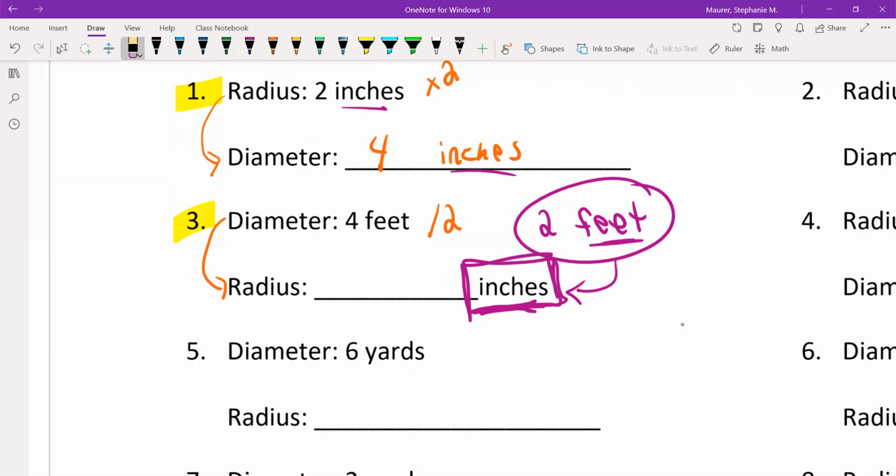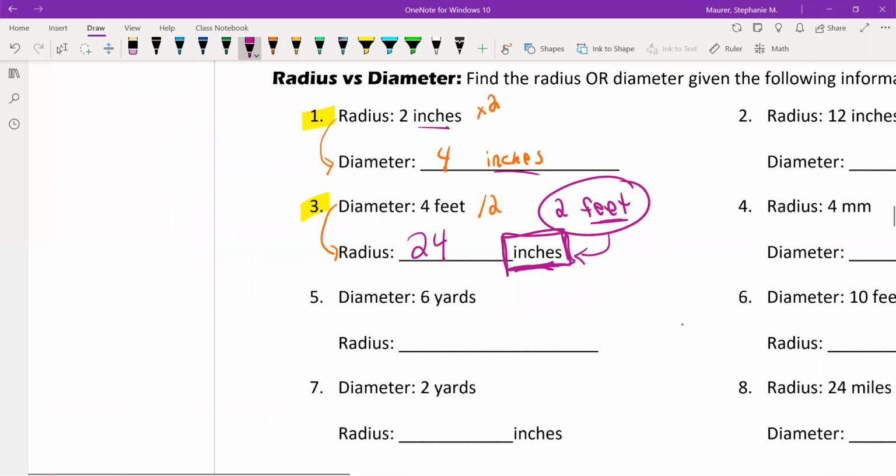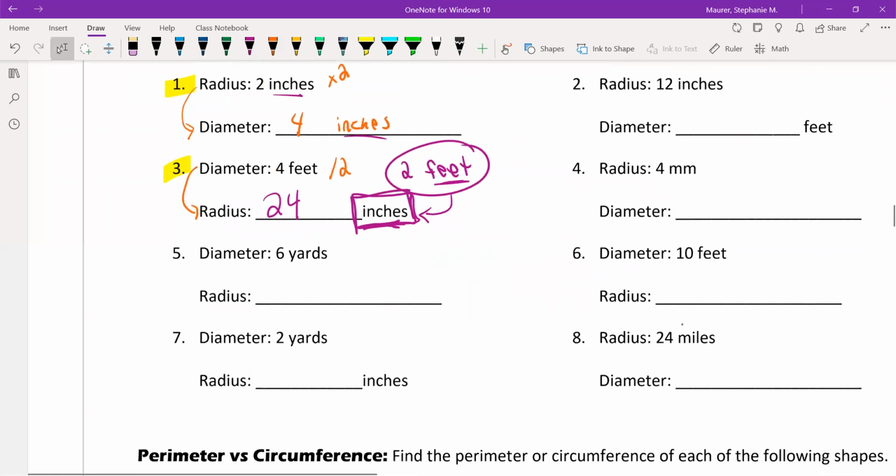For this problem, we'd be saying, well, yes, it's going to be 2 feet. But what is 2 feet in inches? Well, there's 12 inches in each foot. So that gives us a total of 24 inches. So please be prepared to switch the units when needed. Again, in number 7, you see it going yards to inches. Be prepared for that transition. Or in number 2, it says inches to feet. Be prepared for that transition.